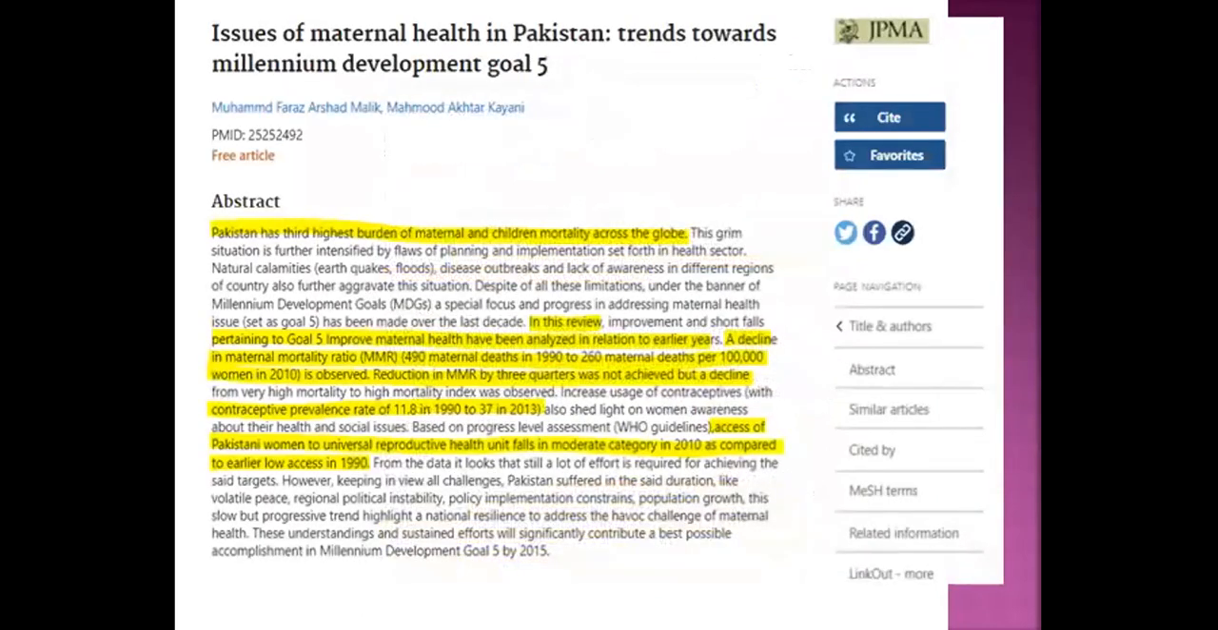Issues of maternal health in Pakistan: trend towards Millennium Development Goal 5. There is a decline in MMR from 90 maternal deaths per 1,000 live births in 1990 to 60 maternal deaths per 1,000 live births in 2010. The reduction in MMR by three quarters was not achieved, but there was a decline. Based on the progress level assessment by WHO guidelines, the access of Pakistani women to universal reproductive health falls in the moderate category in 2010 as compared to the earlier low assessment in 1990.